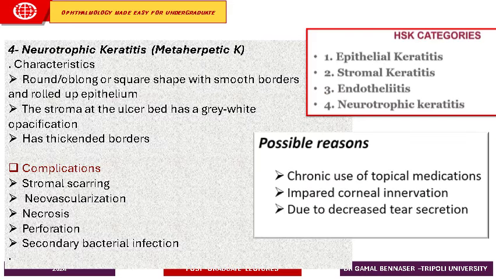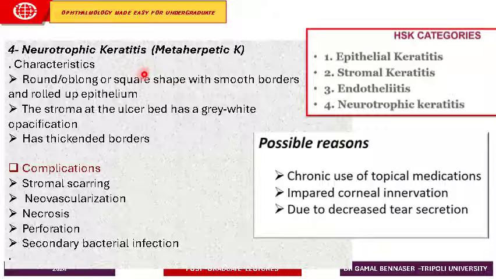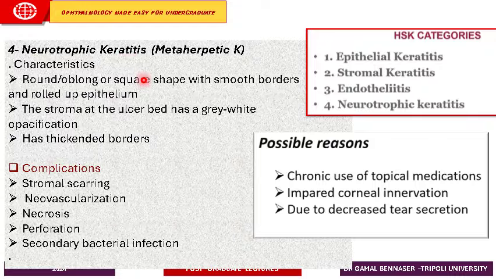The fourth entity of herpes simplex keratitis is the neurotrophic keratitis, which is an epithelial defect belonging to the epithelial damage that happens during herpes simplex infection, and also known as metaherpetic keratitis because it happens after long-standing recurrent herpetic infection. So the neurotrophic keratitis has a special feature that usually it is large and oblong in shape, with rounded and elevated edges. The margins of the ulcer will be elevated. And the stroma is usually clean with grayish white opacification unless superadded with bacterial infections.